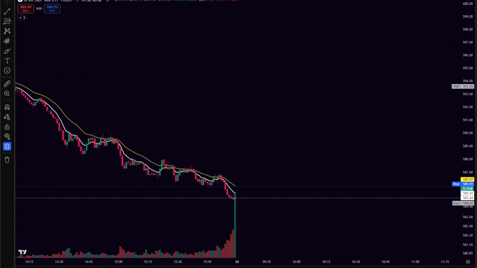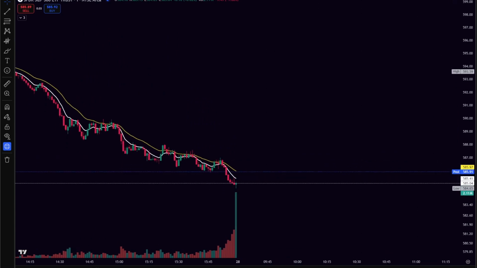We're going to go back to the 1 minute. So 8 EMA, 21 EMA, short-term momentum. So this is to identify the trend currently and also potential reversals.